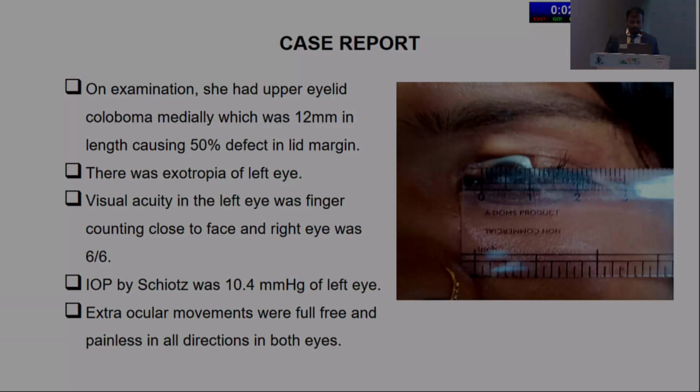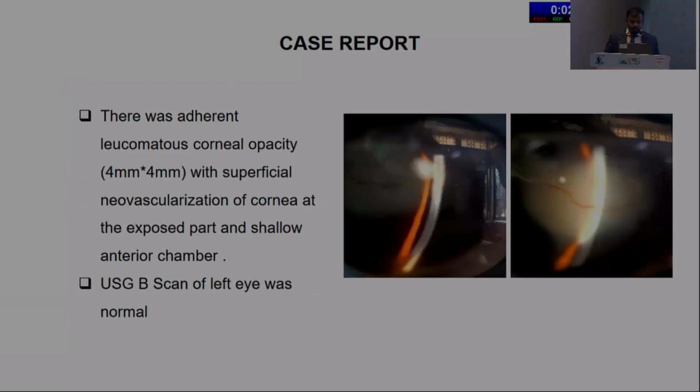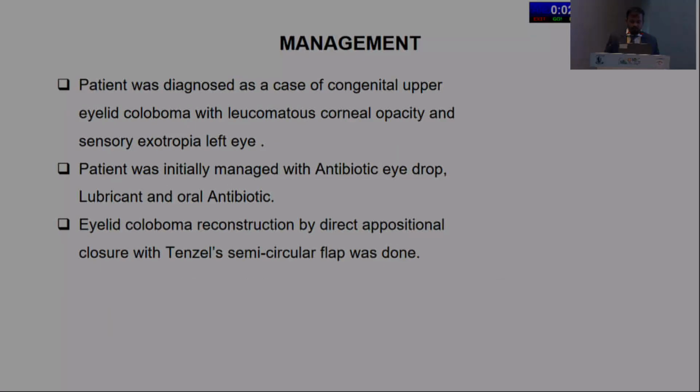Visual acuity in the left eye was finger counting close to face, and the right eye was 6/6. IOP by Schiotz was 10.4 mmHg in the left eye. Extraocular movements were full, free, and painless in all directions in both eyes. There was adherent leukomatous corneal opacity of 4 by 4 mm with superficial neovascularization of the cornea at the exposed part and a shallow anterior chamber. USG of the left eye was normal. My patient was diagnosed as a case of congenital upper eyelid coloboma with leukomatous corneal opacity and sensory exotropia of the left eye.